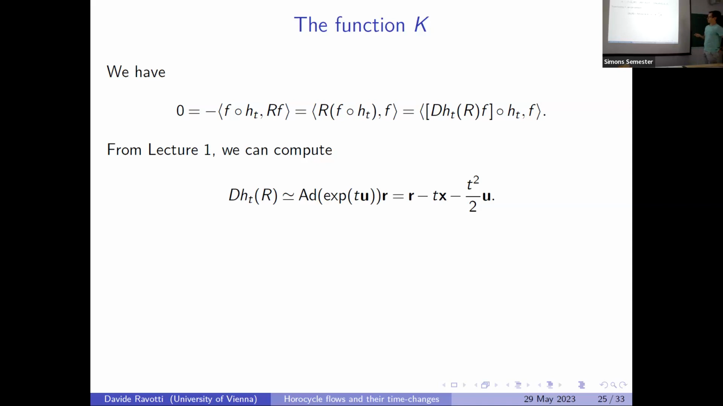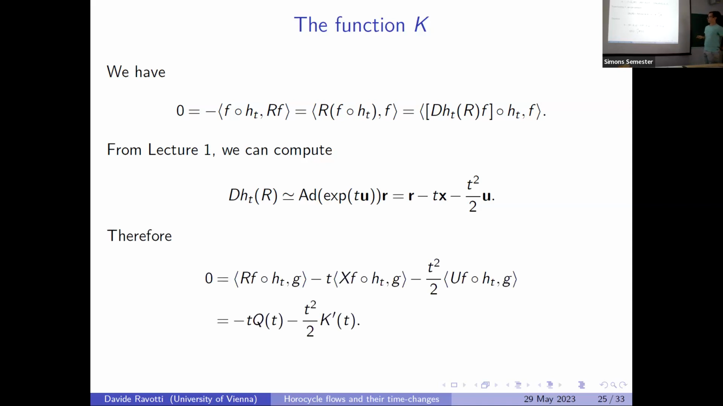And now we can take this expression and plug it in this term in here. So 0 was equal to this term over here, and I found an expression for this push forward of dHT applied to R. So I get R of F, the first term, and then minus T XF composed with HT. Sorry, here is a typo: all G's should be F. This little G should be F. It was typed in my slides, apologies. So you get minus T times XF composed with HT in a product with F, and then minus T squared over 2 U of F composed with HT, comma F.